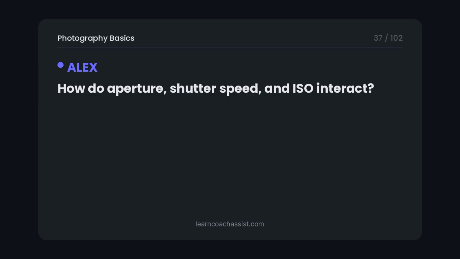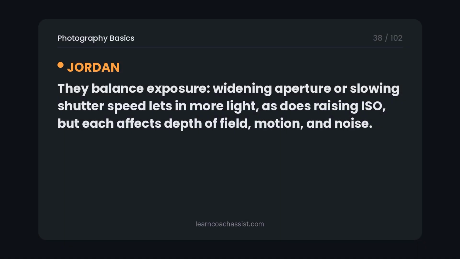How do aperture, shutter speed, and ISO interact? They balance exposure. Widening aperture or slowing shutter speed lets in more light, as does raising ISO, but each affects depth of field, motion, and noise.